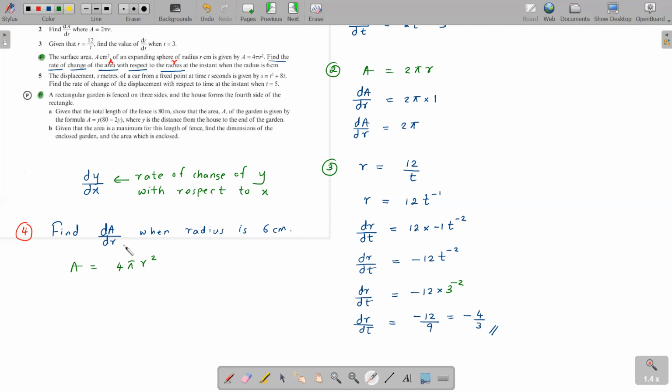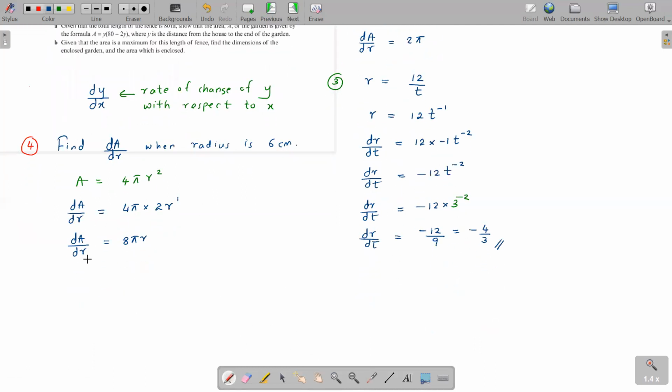So basically, you have to differentiate and find dA by dr. When you differentiate, 4 pi will stay here, right? 4 and pi stay, while r square differentiates to give you 2r to the power 1. So dA by dr gives you 4 pi into 2r, which is 8 pi r. Is that okay? 8 pi r. And then we are not done. They ask me to find dA by dr when radius is 6. So input r is 6. So when r is 6, dA by dr equals 8 into pi into radius, which is 6. How much is it?